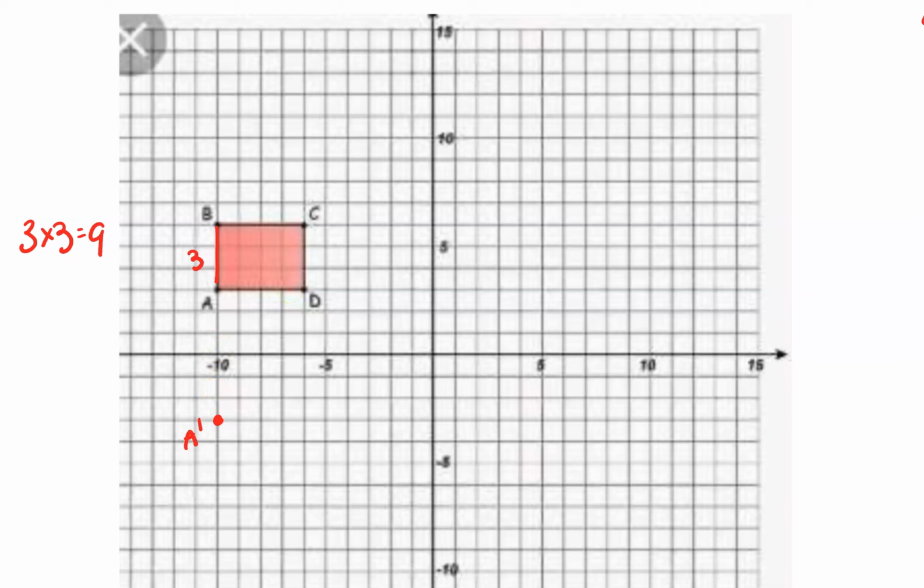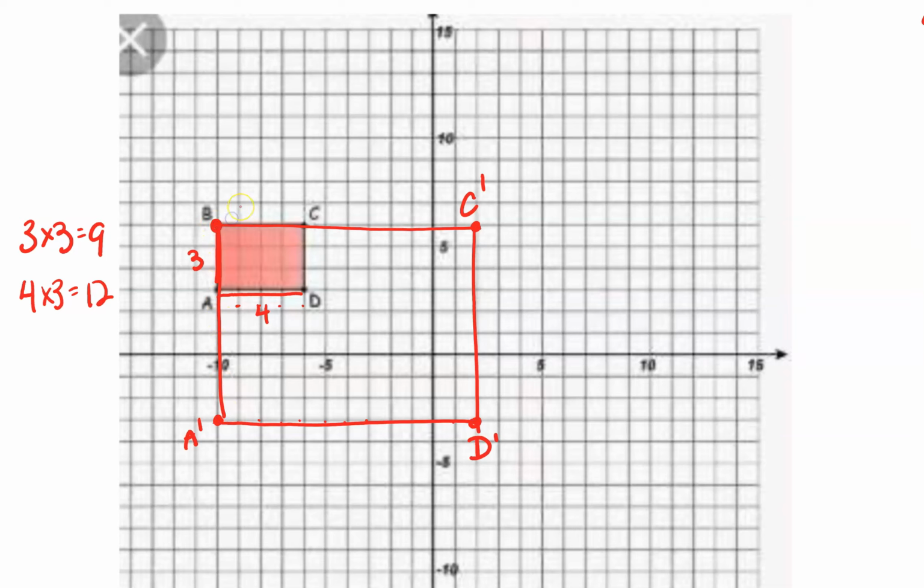Okay, D is going to be right in line with A, but it's 1, 2, 3, 4 away from that. So that needs to be 12 away. So 1, 2, 3, 4, 5, 6, 7, 8, 9, 10, 11, 12. That's going to be D prime. And then C is going to be just like D. So we can just kind of line that up. C prime. Okay? So our dilated rectangle is this much bigger.